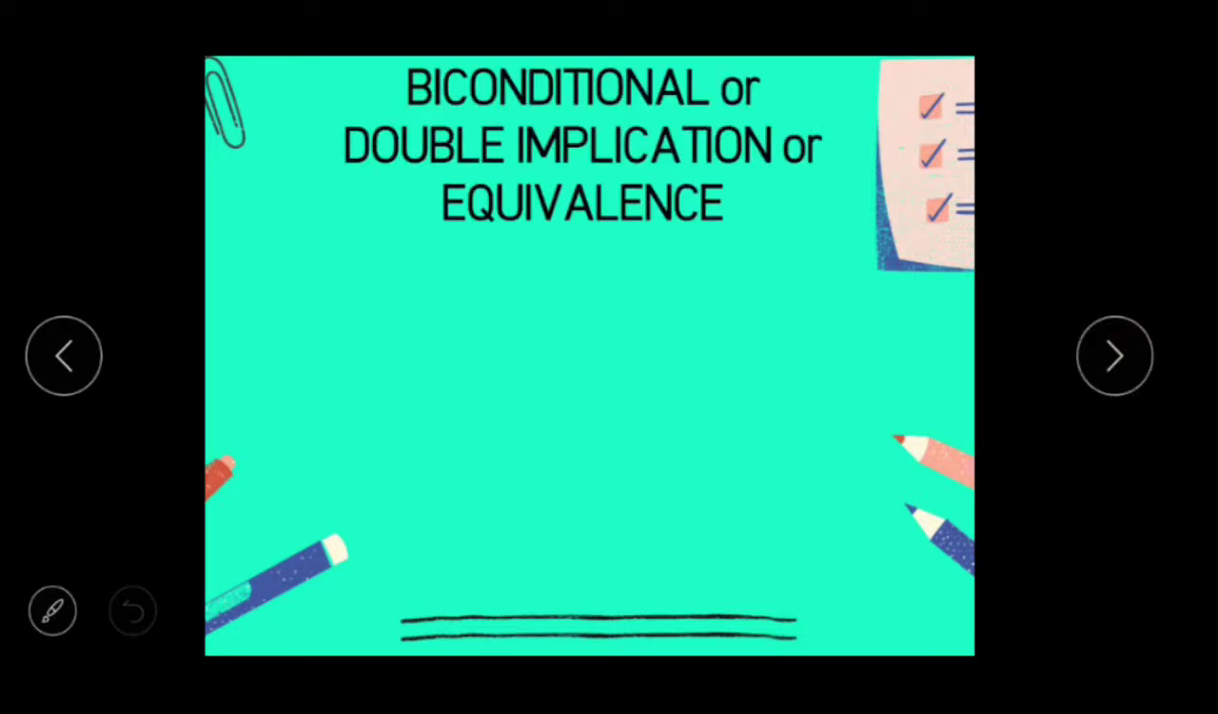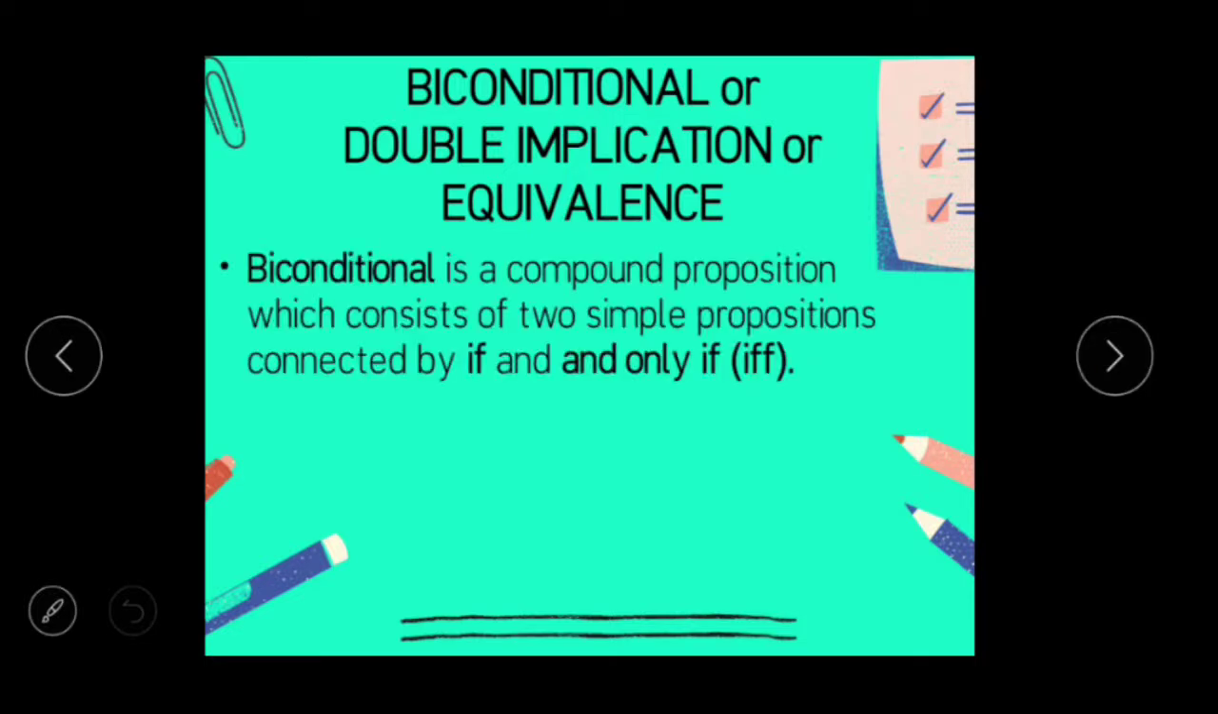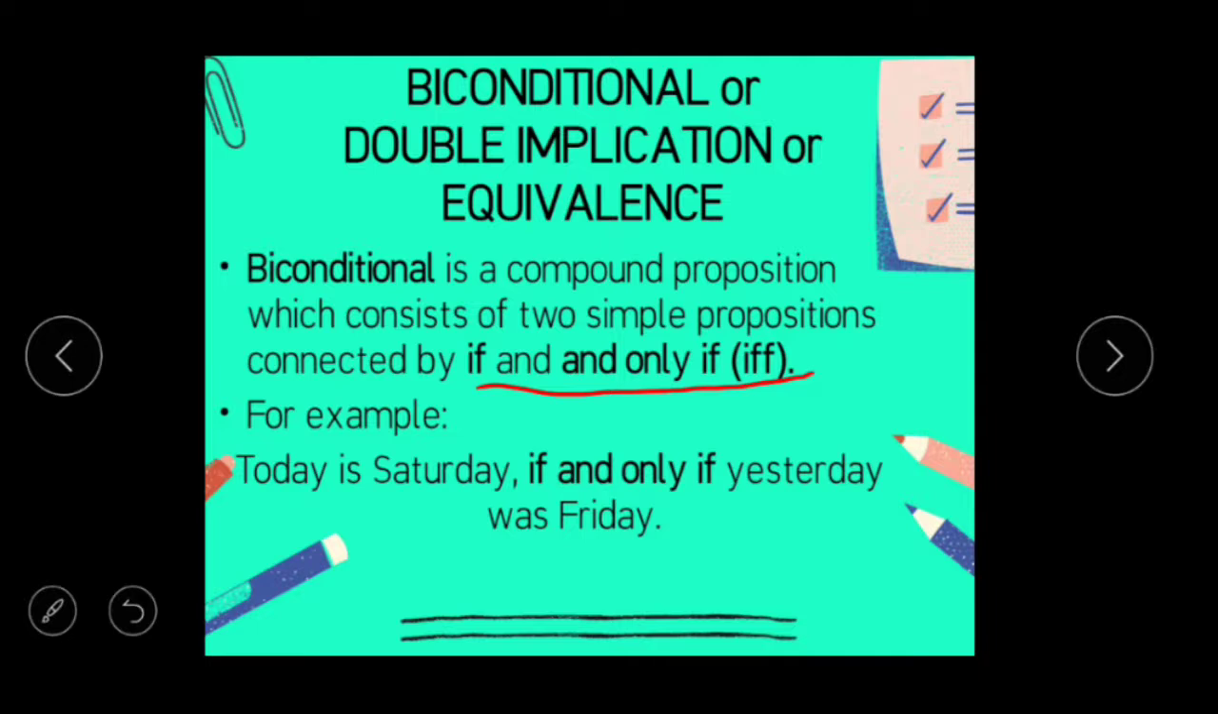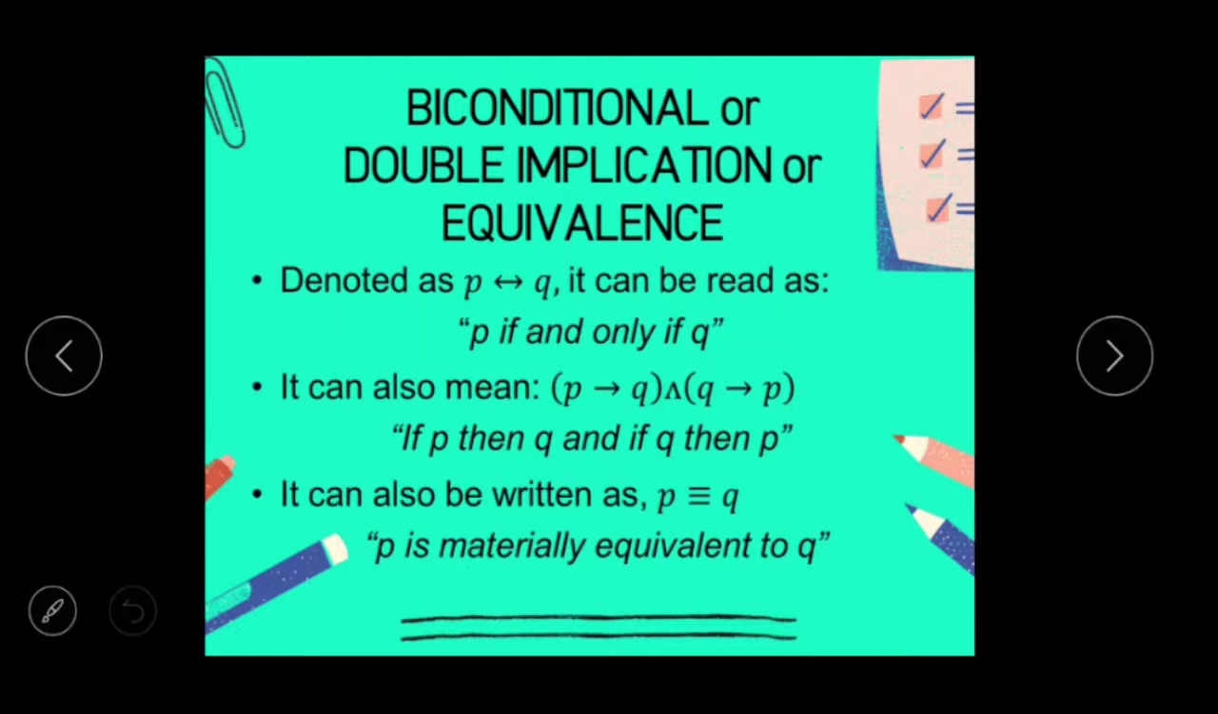Next is biconditional or double implication or equivalent. So, yung tatlong yan pare-parehas lang po. So, when we say biconditional, it is a compound proposition which consists of two simple propositions. So, ganun pa rin, and they are connected by if and only if. Ayan. Example, today is Saturday if and only if yesterday was Friday. Okay, so paano natin dinedenote yung P if and only if Q. So, it can be read as, ayan, parang ito, si P tapos may dalawang arrowhead pupunta kay Q. Ayan, so P if and only if Q.